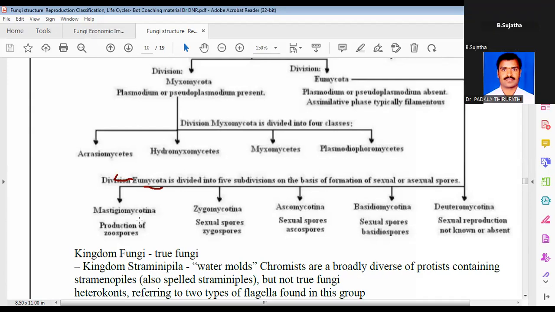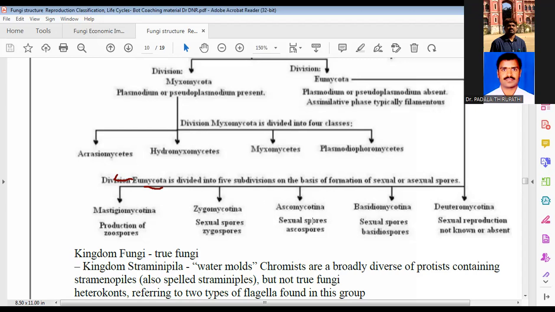Mastigomycota, I already told you, has mastigonemes, that means flagella. Production of zoospores. Which fungi form the zygospores? That all comes under Zygomycota: Rhizopus, Mucor.